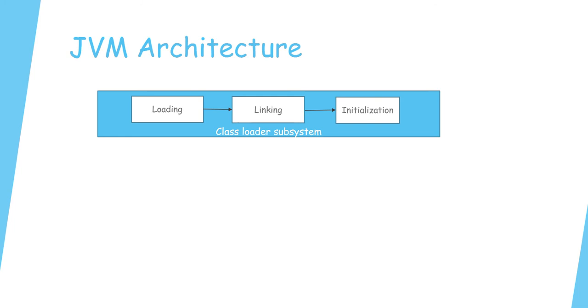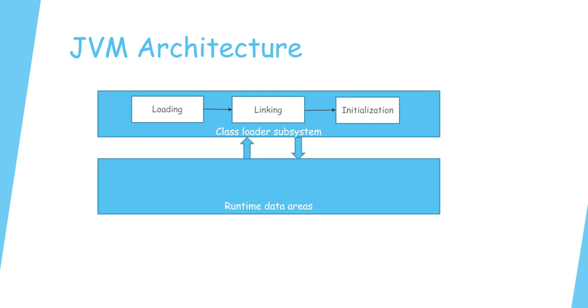The second subsystem is runtime data areas. Whenever JVM runs an application, it requires memory to store metadata of classes, objects, and a lot of other information. JVM organizes the memory required to execute a program in various runtime data areas. Some of these data areas are created on JVM startup and destroyed only when the JVM exits, or in other words, when the program stops.